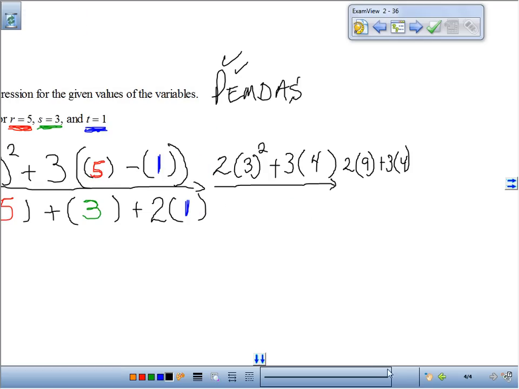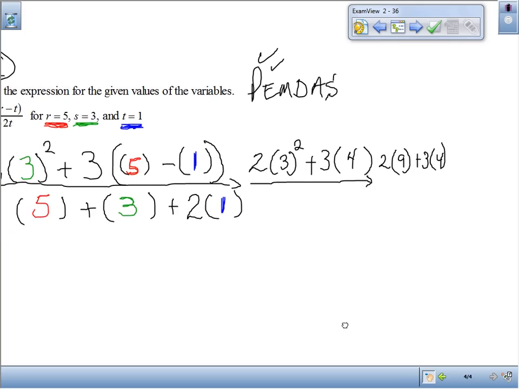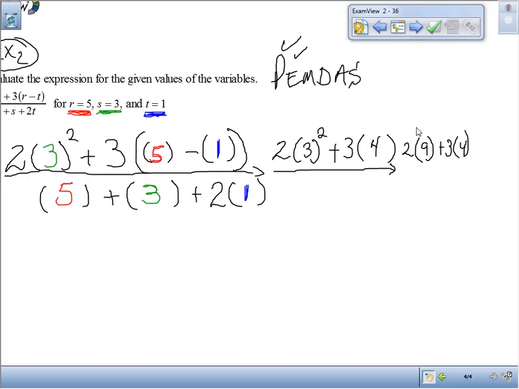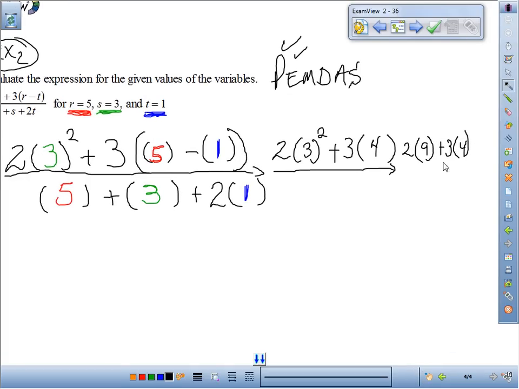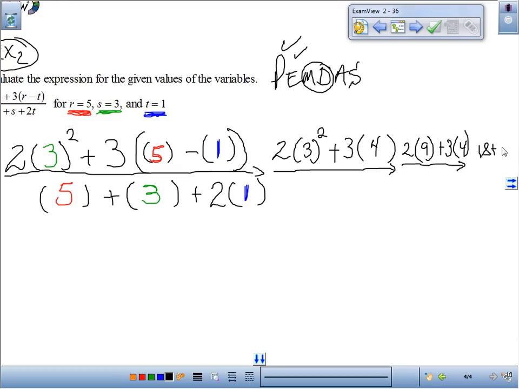So far, so good? Yes, Mr. Q. Good. So, from there, we're still working on our numerator till we have it completely simplified. Do we have multiplication and division in the numerator? Yes, multiplication here and here. So we get 2 times 9 is 18 plus 3 times 4 is 12.